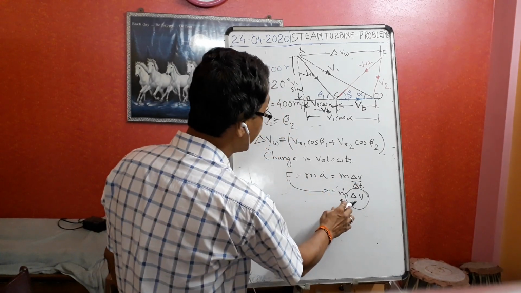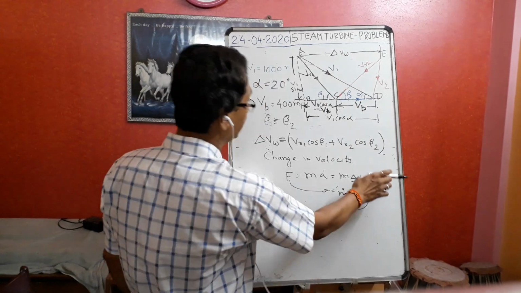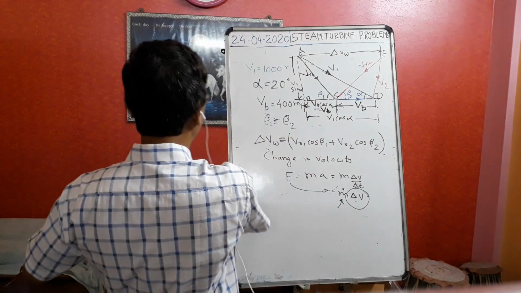What is the del V? Change in velocity in the direction of the blade. What is the blade direction? So this is the direction of the blade.